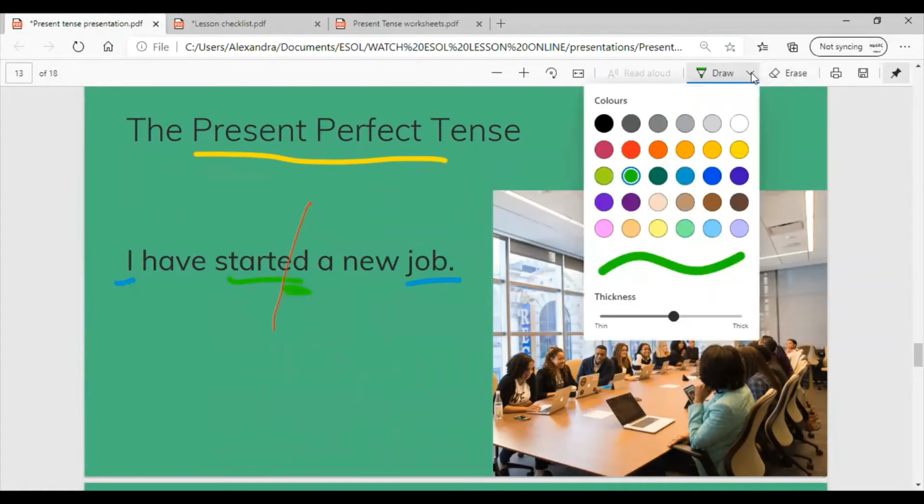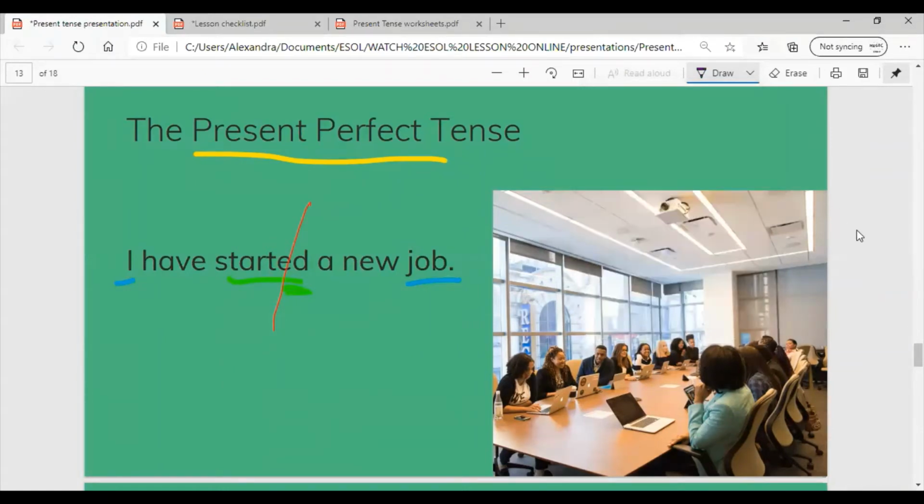Okay, so now we're going to look for our adjectives. Now our adjective is our describing word. The adjective describes the noun. So new is describing our noun job. So our brand new job. There's no adjectives to describe I, so we've just got the one for job.